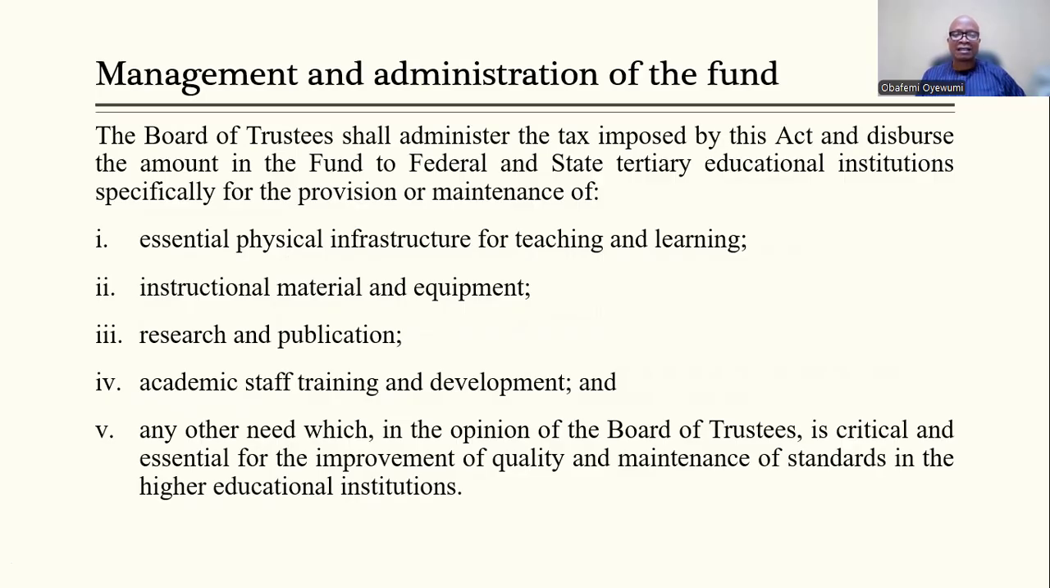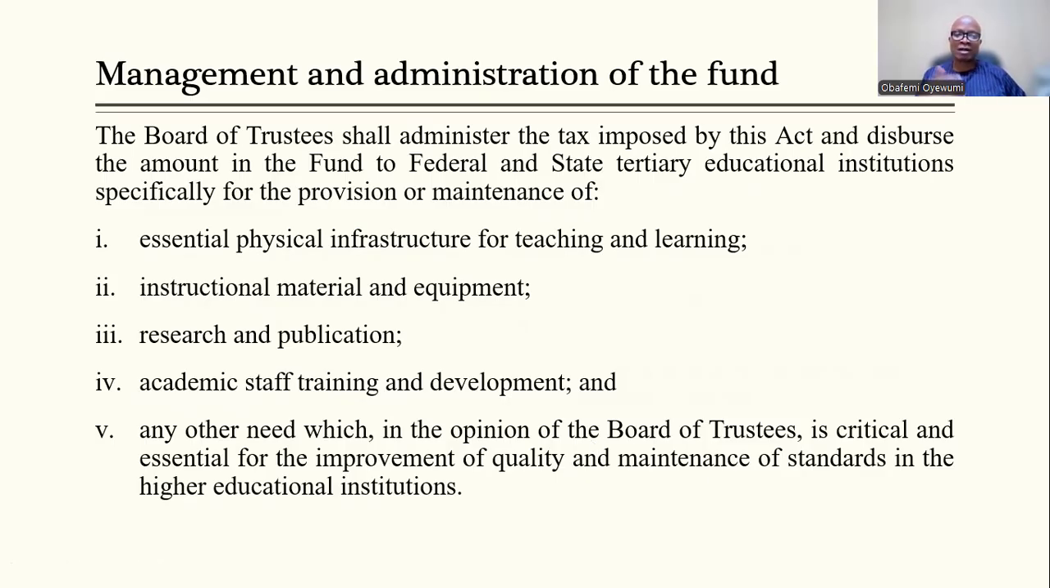Okay, so by the provisions of this act, the board of trustees shall administer the tax imposed by this act and disburse the amount in the fund to federal and state tertiary educational institutions, specifically for the following purposes: the provision and maintenance of essential physical infrastructure, instructional materials, and equipment, research and publication, academic staff training and development, and any other need which, in the opinion of the board of trustees, is critical and essential for the improvement of quality and maintenance of standards in higher educational institutions.